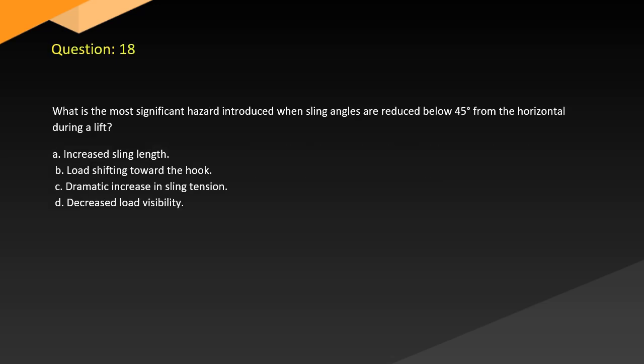Question 18. What is the most significant hazard introduced when sling angles are reduced below 45° from the horizontal during lift? A. Increased sling length. B. Load shifting toward the hook. C. Dramatic increase in sling tension. D. Decreased load visibility.